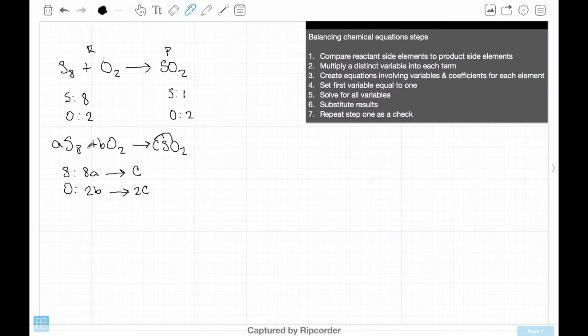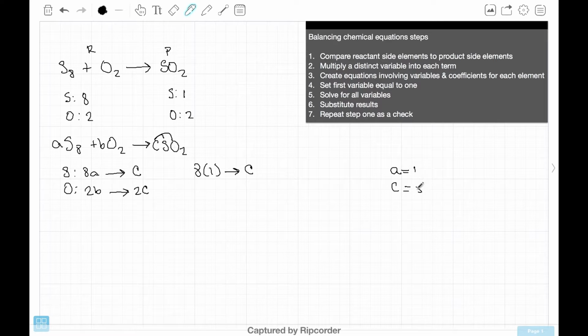So now that you have these equations set up, you know that A, or the first variable, equals 1. So A is going to equal 1. So if A equals 1, I'll write it way over here. A equals 1. So if A equals 1, then you're going to have 8 times 1 equals C. So that means that C equals 8.